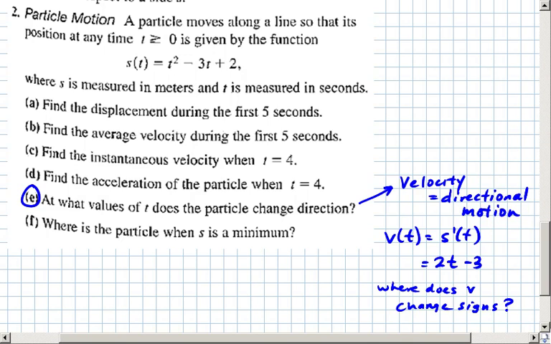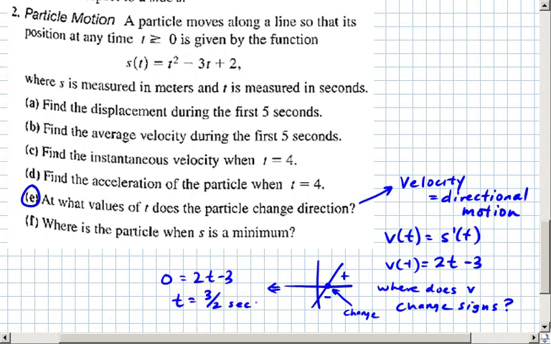Alright, so if you think about the graph of this function, it looks like this. So it goes from negative to positive. So at this place where velocity is 0 is where the change occurs. So set the velocity function equal to 0 and solve to get 3/2 seconds, and that's where the change in direction occurs.